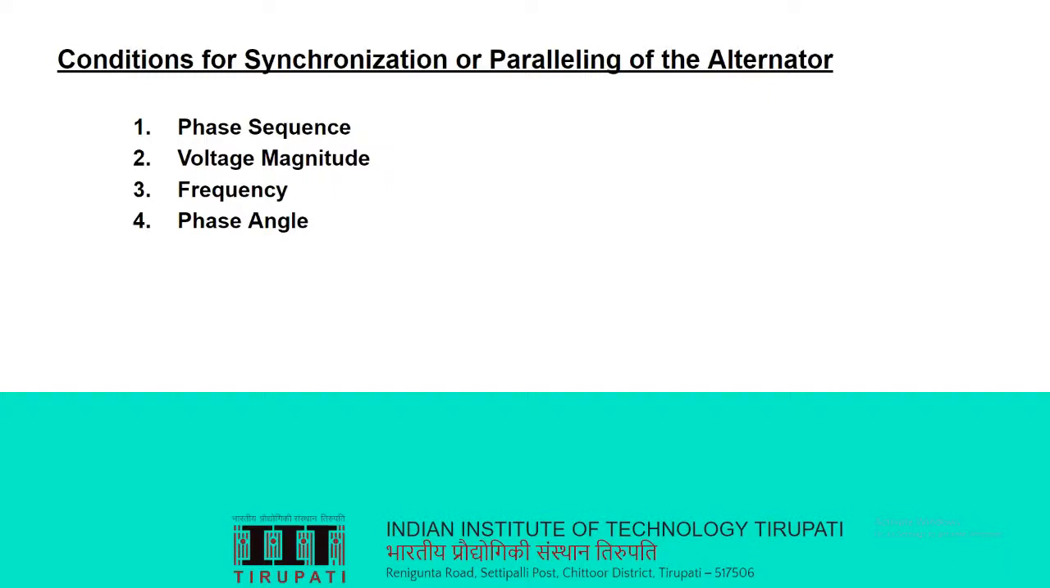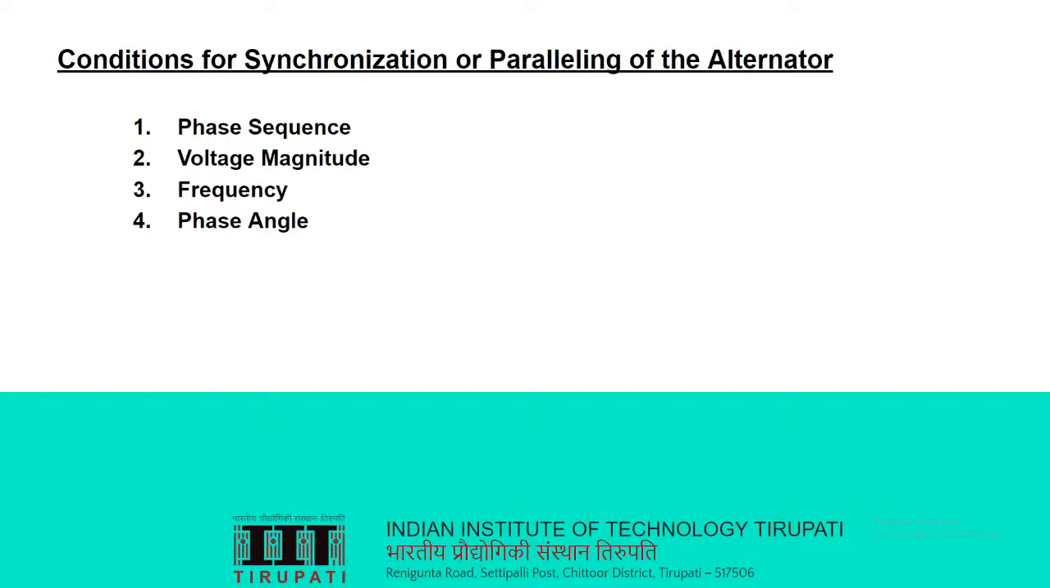Next one is voltage magnitude. The voltage of the incoming alternator should be the same as the voltage of the busbar or electrical grid. If the incoming alternator voltage is more than the busbar voltage, there will be a high reactive power that flows from the generator into the grid. If the incoming alternator voltage is lower than the busbar voltage, the generator absorbs the high reactive power from the busbar. Next one is frequency.